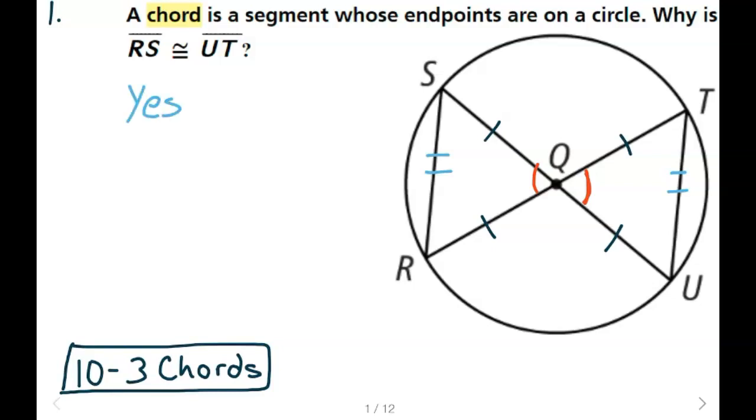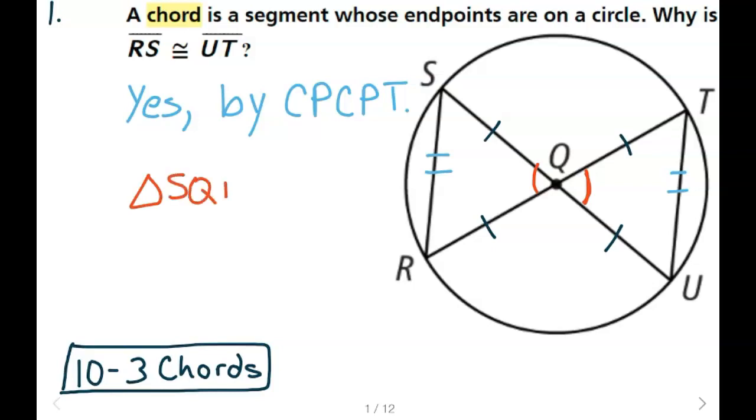And so this final reason is by CPCTC, corresponding parts of congruent triangles are congruent. And what we previously stated was that triangle SQR is congruent to triangle TQU by side, angle, side.